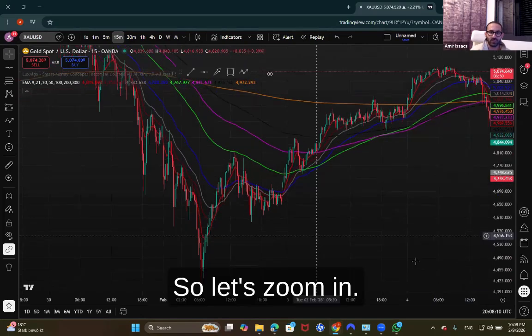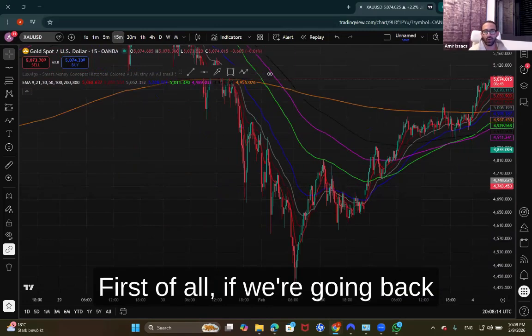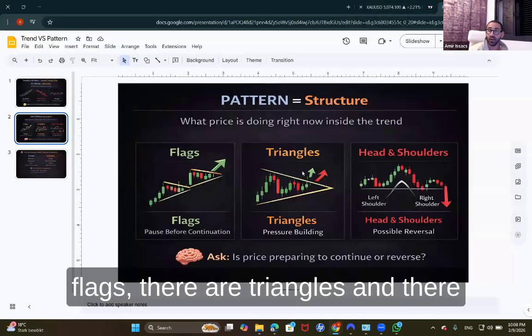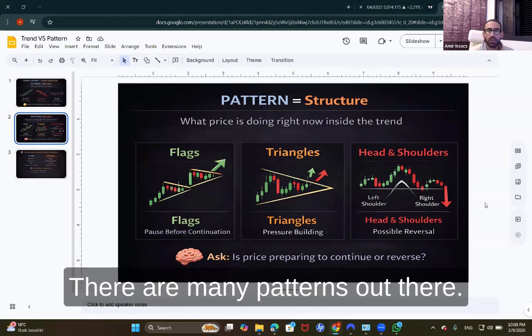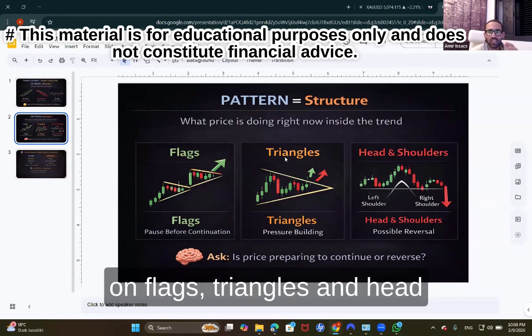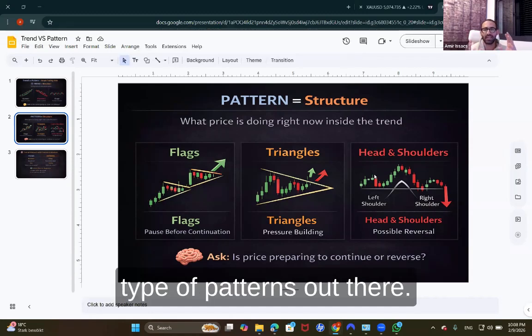So let's zoom in. First of all, if we're going back to our slide, there are flags, there are triangles, and there are head and shoulders. There are many patterns out there, but we're going to focus right now on flags, triangles, and head and shoulders, which are the main types of patterns out there.